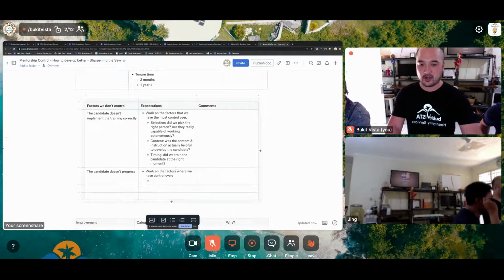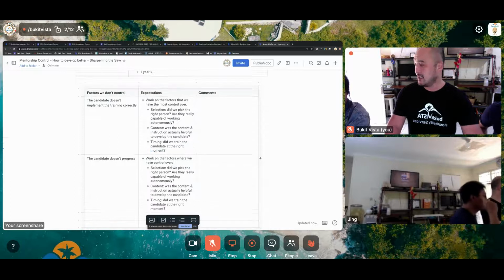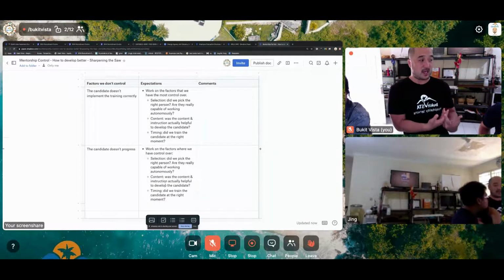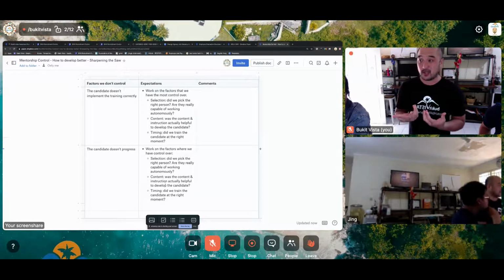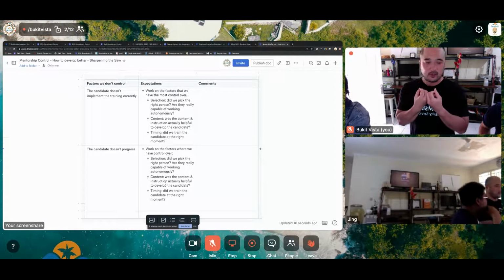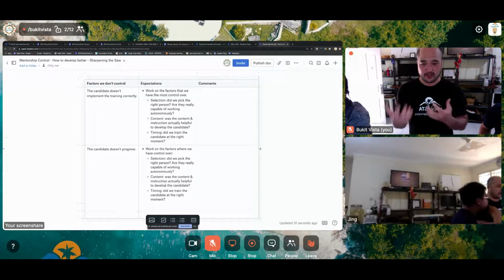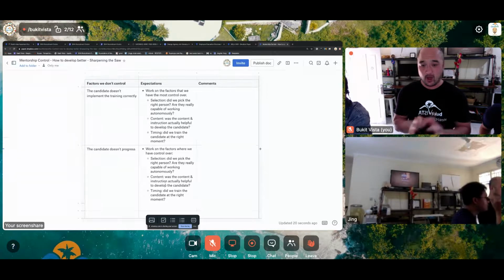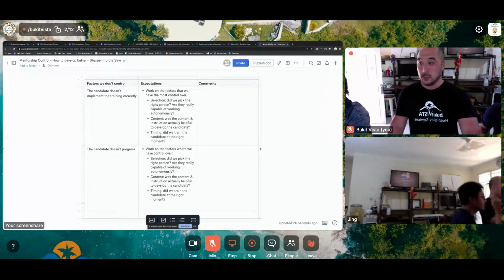Is the candidate not progressing because of timing, selection, or content? Is the candidate not progressing because they're not getting adequate feedback? That's the timing issue, right? Or they're getting feedback only after 4 months of being here. So that's a timing issue. Is it the content? Are they unable to absorb what we're trying to have them learn, or is the content a good fit for what we expect them to do? Or is it the selection process? Do we select the person that can actually progress?